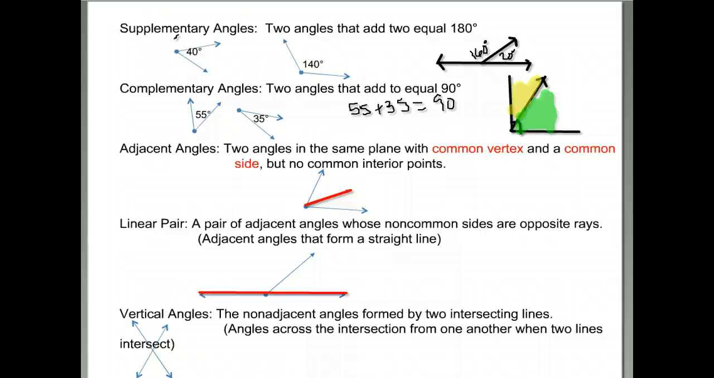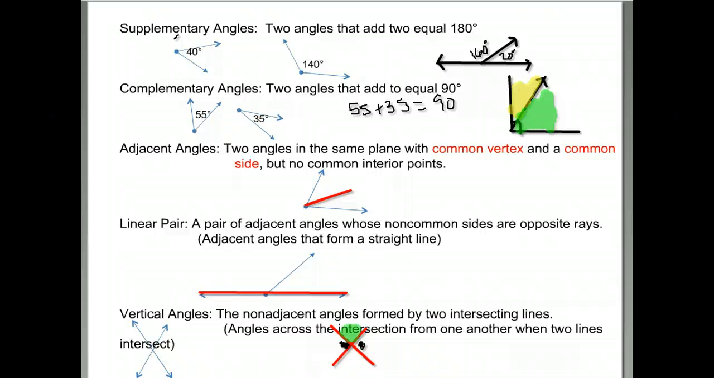Our final pair down here are vertical angles, and it looks like when I put my presentation up here, it overlapped them. They are non-adjacent angles formed by intersecting lines, or, like I like to say, they're angles across the intersection from one another when two lines cross. So if you have two lines that cross one another, vertical angles are the two angles across from one another in the intersection. So this angle here and this angle here are vertical. That's a pair of vertical angles. Also, the one above and below, that's a pair of vertical angles.